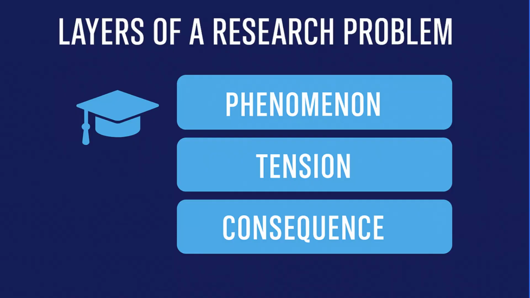You can think of a research problem as having 3 layers. The first layer is the phenomenon, what is actually happening that we can observe, document, or measure. The second layer is the tension, what, within that phenomenon, is not working, misaligned, or underexamined. The third layer is the consequence. What happens if we leave that tension unresolved, and why that matters for students, educators, institutions, or society.